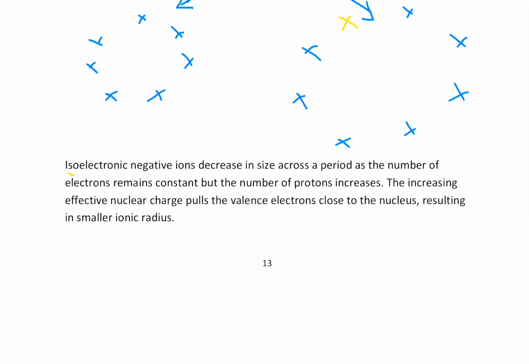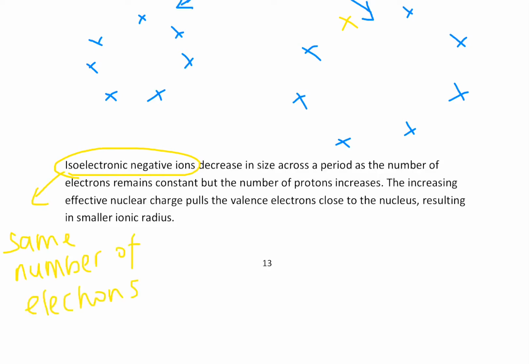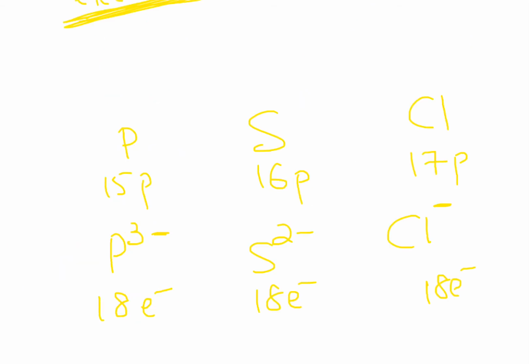Now isoelectronic negative ions, which means negative ions that have the same number of electrons, as we're moving across a period, what is happening? We have an increase in the number of protons but the same number of electrons. So definitely there's going to be a decrease in ionic radius. Nuclear charge increases, effective nuclear charge increases, but the number of electrons remains the same, so it's going to get smaller. So let's compare phosphorus, sulfur and chlorine.